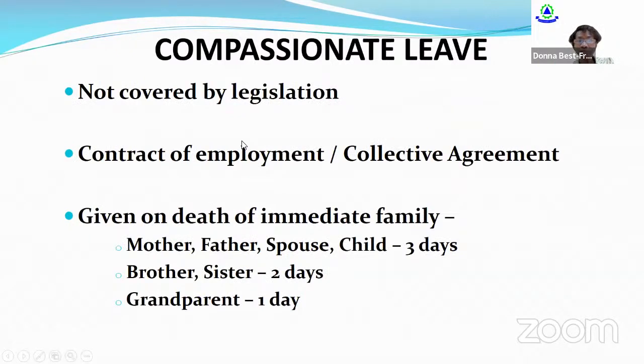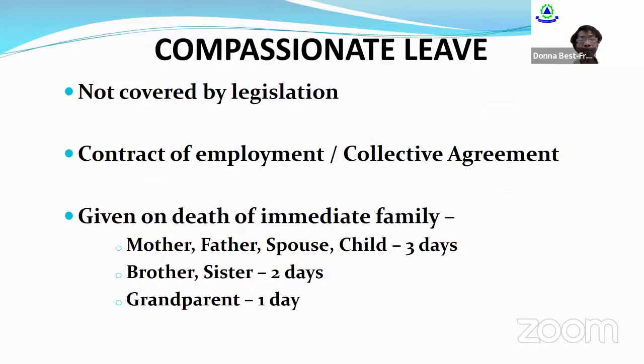Another type of leave, again, is one which is not covered by legislation, and this is compassionate leave. Some companies or employers may have it written in the employment contract or the collective agreement, and this is usually given on the death of family members. Could be a mother, father, spouse, child.